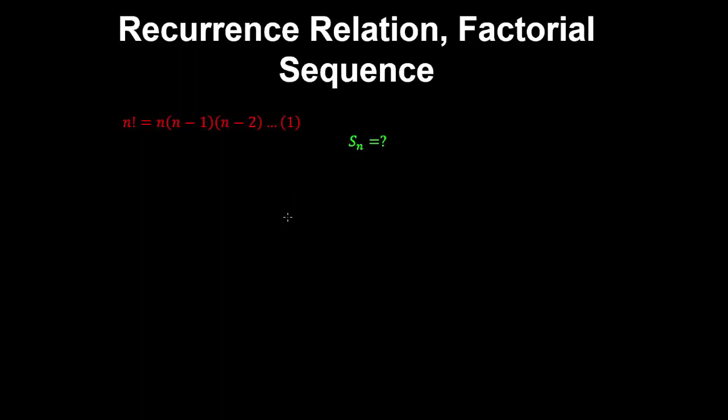Let's write the recurrence relation for the sequence that represents n factorial. And starting from 1 factorial, we have 1, and 2 factorial is 2 by 1, which is 2, and 3 factorial is 3 by 2 by 1, which is 6, and so on.